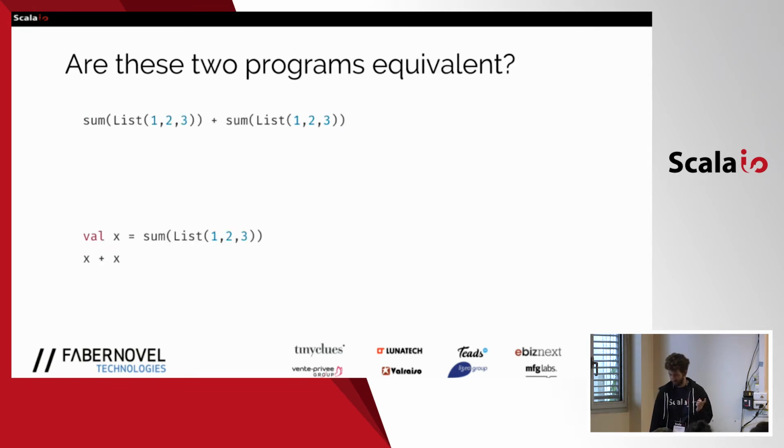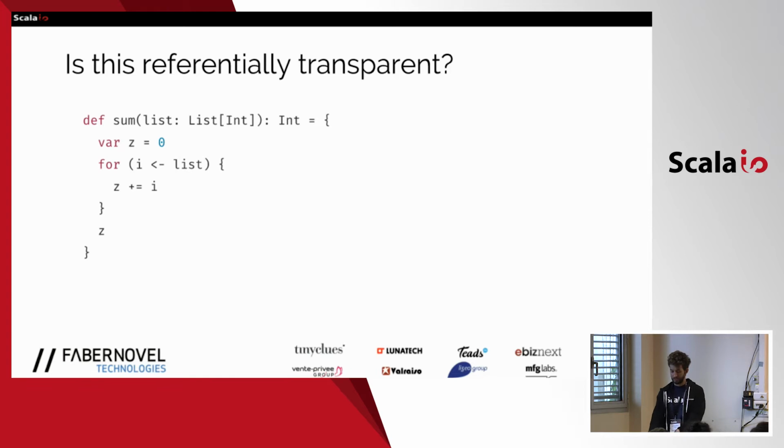Exactly. And the question is, are these two programs equivalent? Right? So here we have a sum of list 1, 2, 3, and we add it to another sum of list 1, 2, 3. And we can see here that this is duplicated. So we should be able to extract the call, sorry, and just call it x and memoize the result, basically. And then x plus x should be the same program as the program above, right? And we can see that for this function, it totally works, right? This is the exact same.